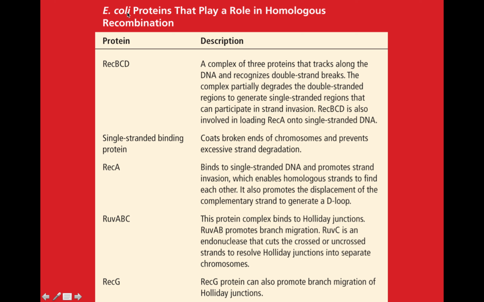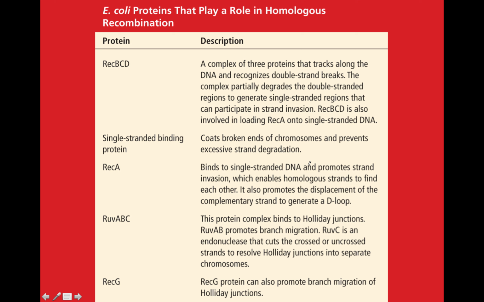Okay, so a lot of proteins that we know of that assist in homologous recombination come from our knowledge of what happens in E. coli. In E. coli, there's a protein called RecA, and let's see if we can figure out which eukaryotic protein it's homologous to.